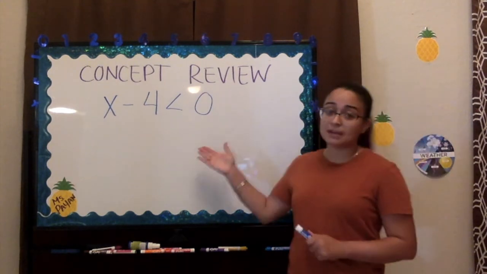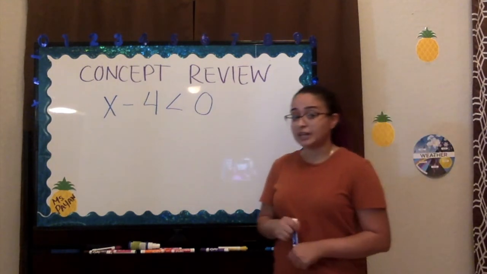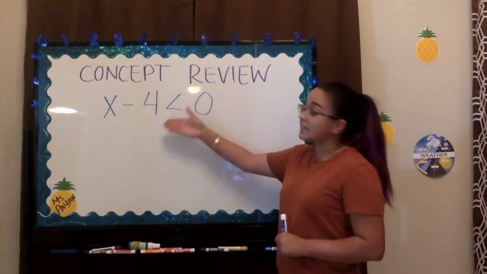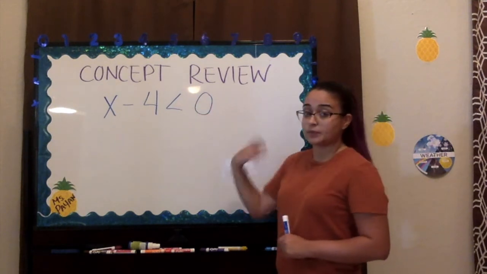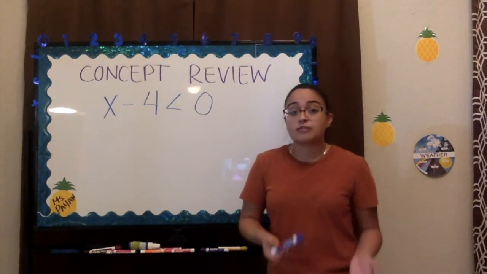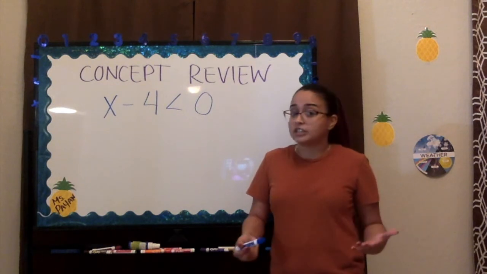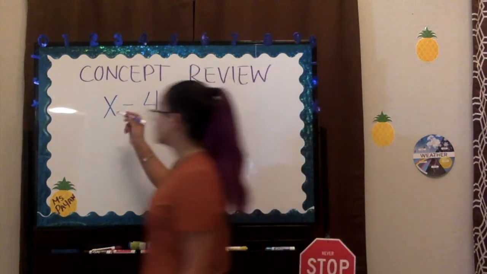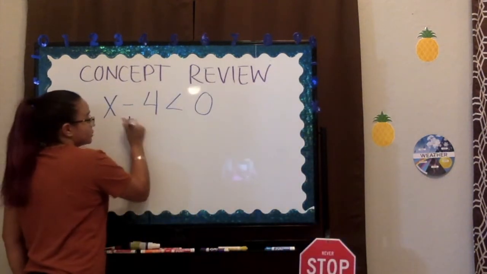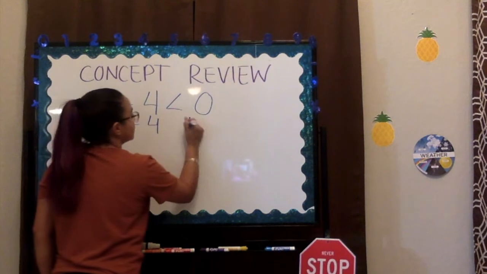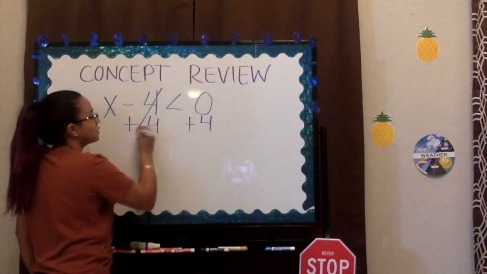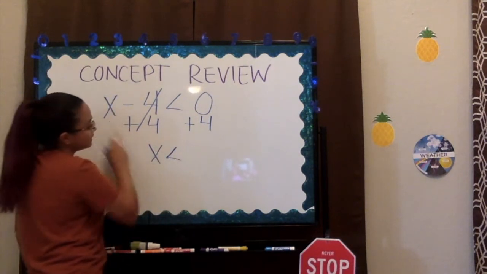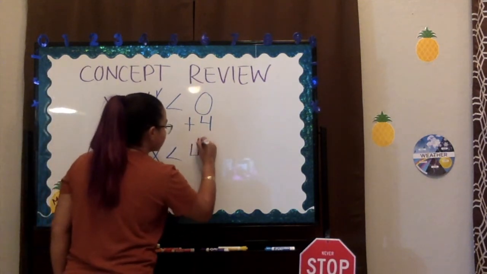Here we have an example of what we would do. Okay? We have an inequality which is x minus 4 is less than 0. Okay? So we're trying to solve for a variable like we would with an equation, but this is within an inequality. Okay? So, like with an equation, we're going to follow the same steps, and we're going to try to get our variable alone. So, we are left with x is less than 4.